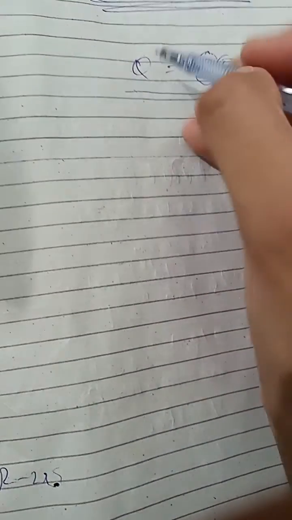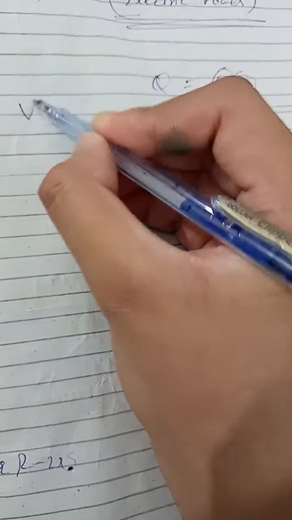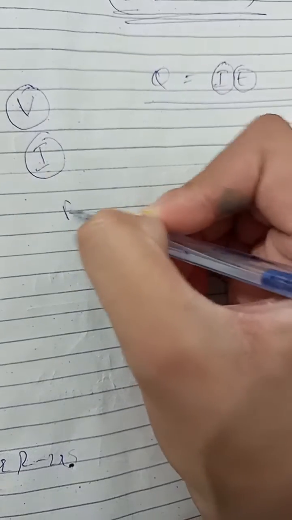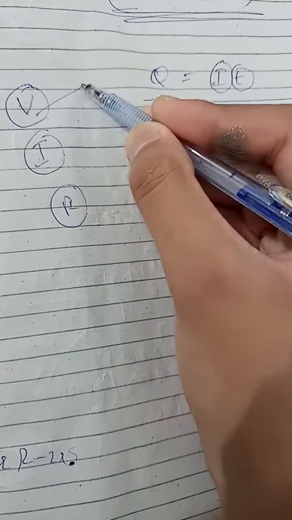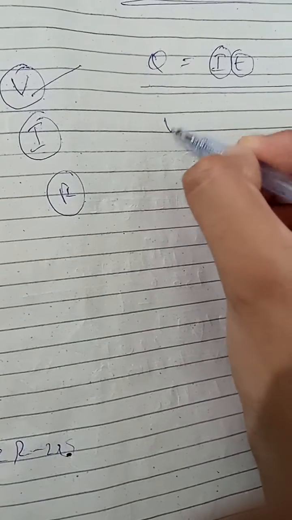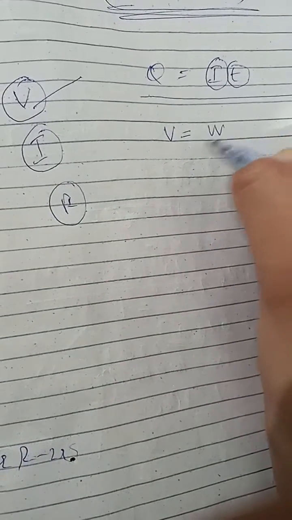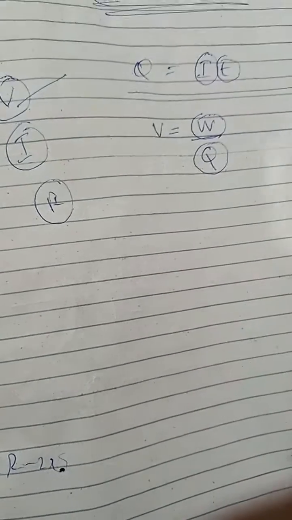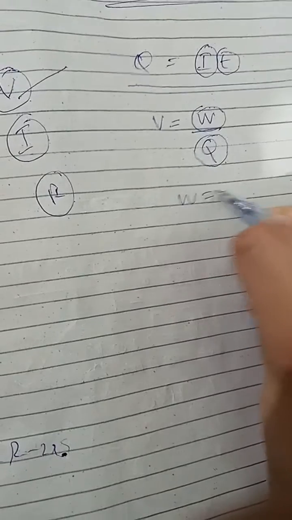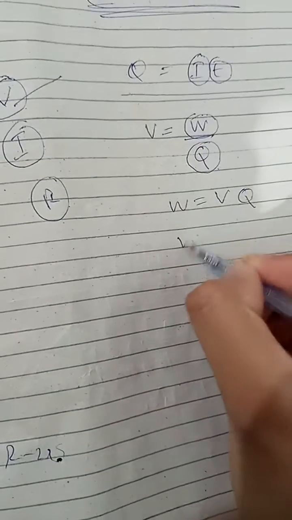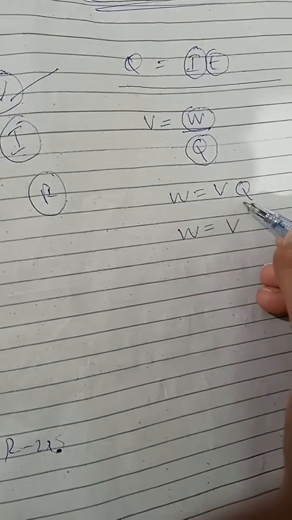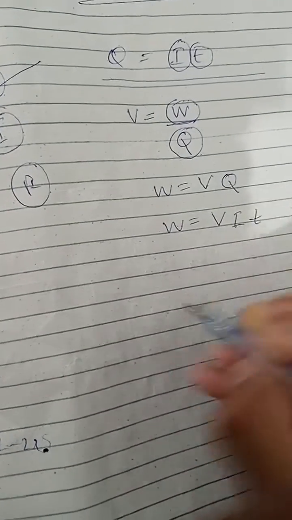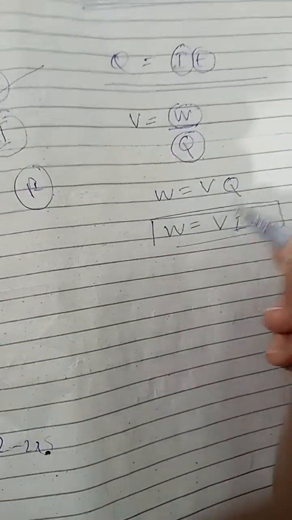We're talking about the voltage V, the current I, and the resistance. What about V? We can say V is equal to W by Q, the work done on a charge. So W is going to be V Q. What is the value of Q? It's I t. So W is equal to V I t.